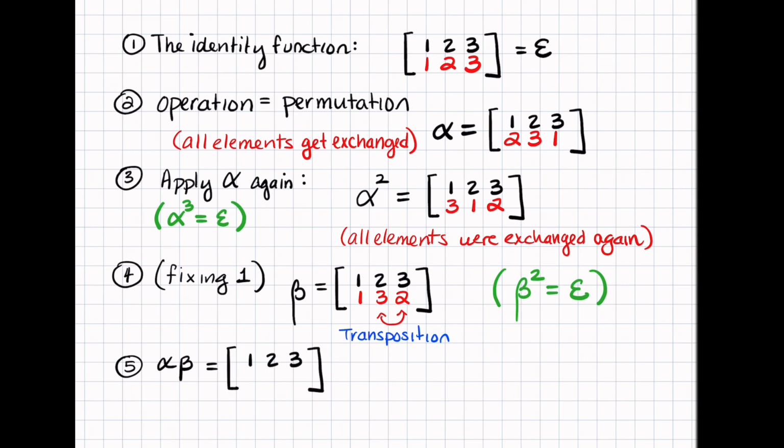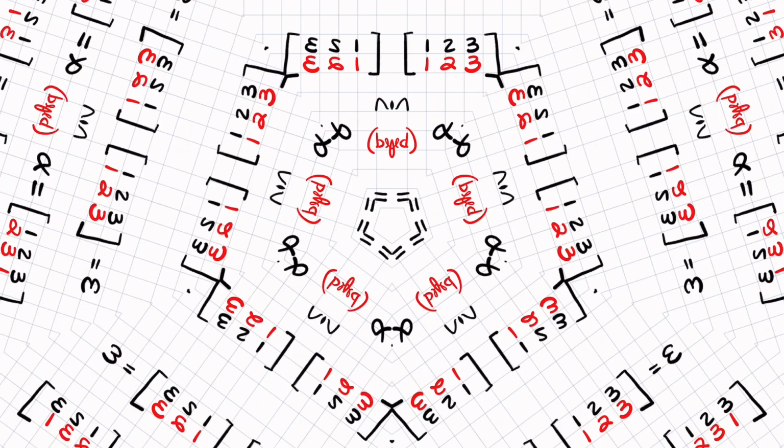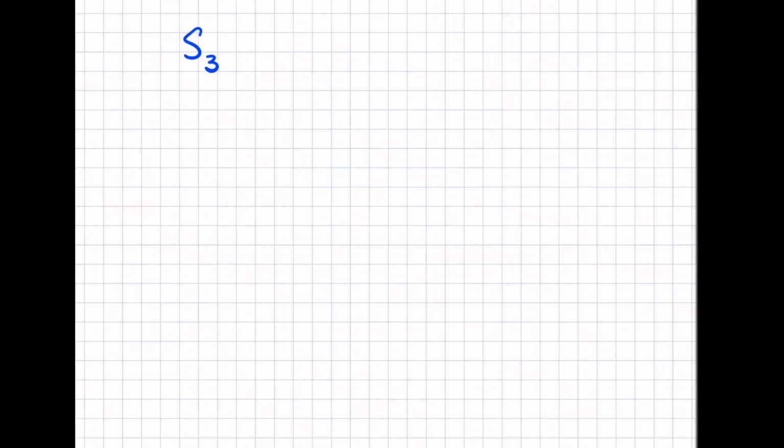Now, combining alpha and beta together will give us another permutation that fixes the number 3 and gives us the order 2, 1, 3. And finally, alpha squared combined with beta will give us the permutation 3, 2, 1, which fixes the number 2. So now we have all 6 possible outcomes, all 6 elements of our group.